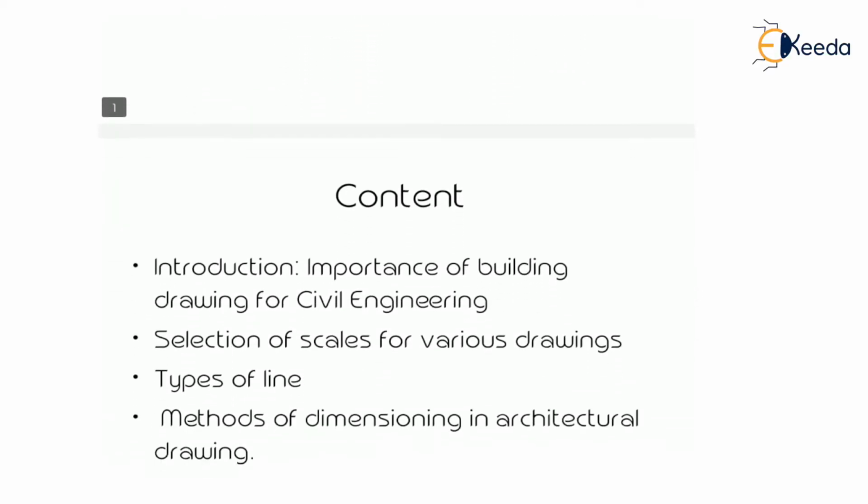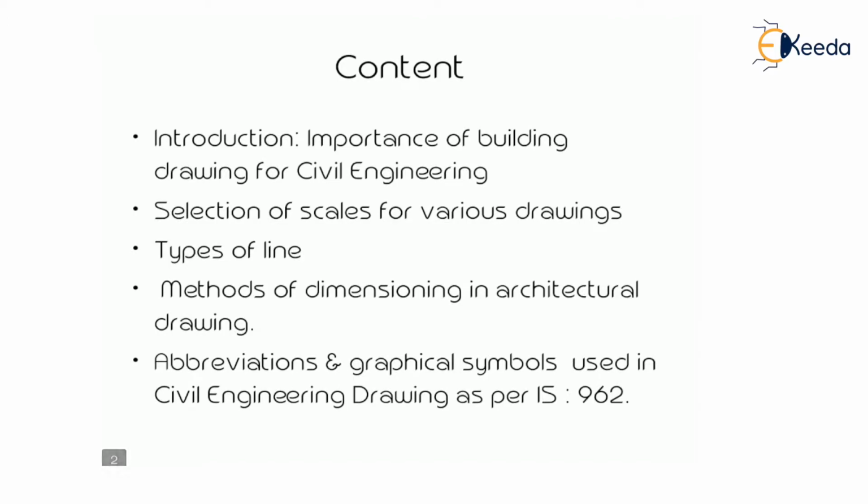What are the contents? Introduction and importance of a building drawing for civil engineering. Second one, the selection of scales for various drawings. Third one, types of line. Fourth one, methods of dimensioning in architectural drawing. And last one, abbreviations and graphical symbols used in civil engineering drawing as per IS 962.